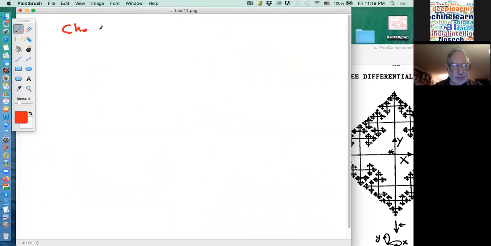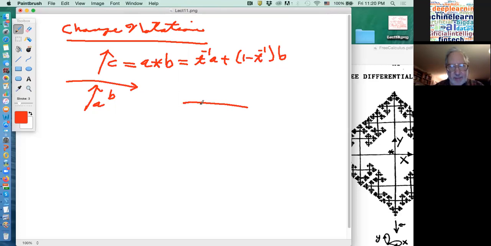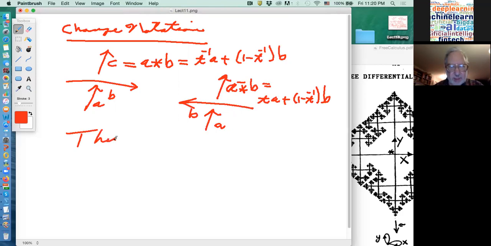So I will change notation slightly. So I'm going to write A and B and C, and then I'm going to say that C is going to be equal to A star B, and A star B is going to be T inverse A plus 1 minus T inverse B. And then if you had it the other way, then A star bar B will be equal to TA plus 1 minus T inverse B. And you can check that this is a quandle.